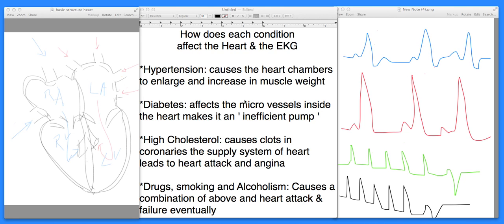How does each condition affect the heart, and what does it show up on the EKG when these conditions are present? Now let's understand one condition at a time.